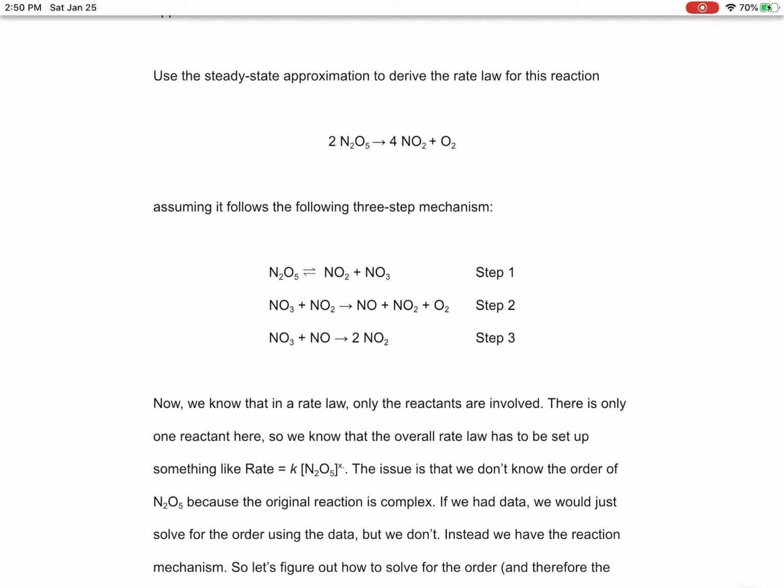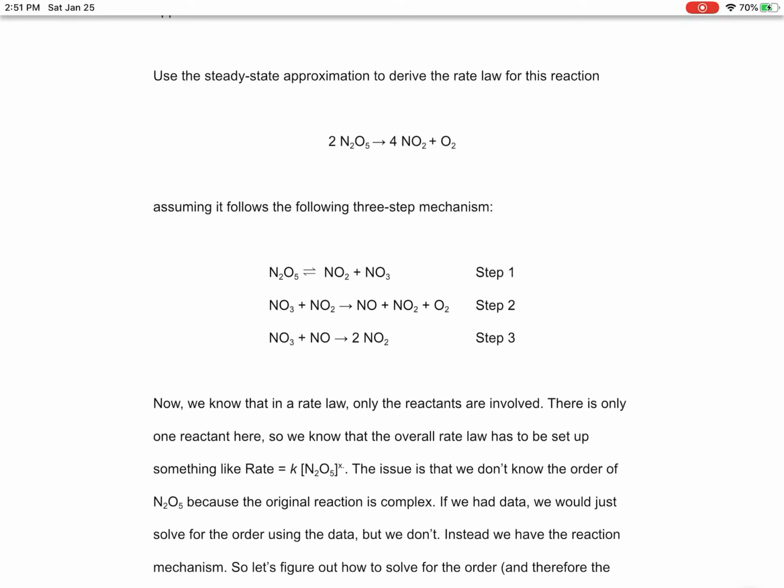So first things first, we have been given the overall equation and asked to find the rate law for the reaction. And then the only thing they gave us was the three-step mechanism. Now, notice that in the three-step mechanism, immediately you can see an equilibrium sign. That means we're going to have to use steady state approximation.